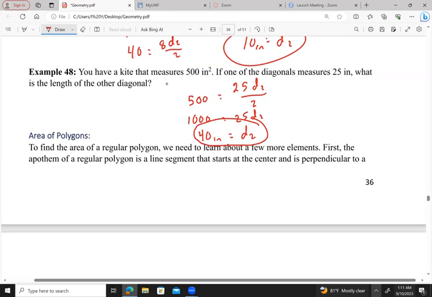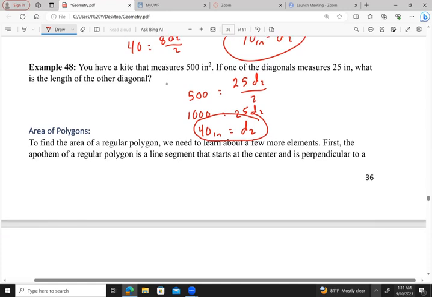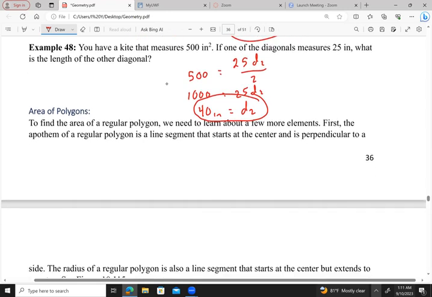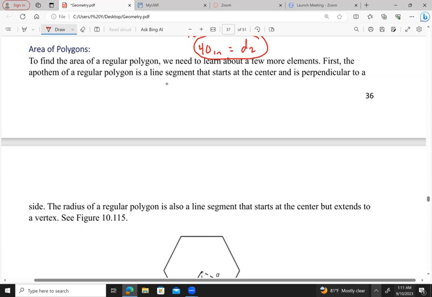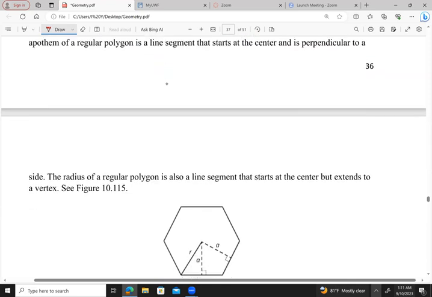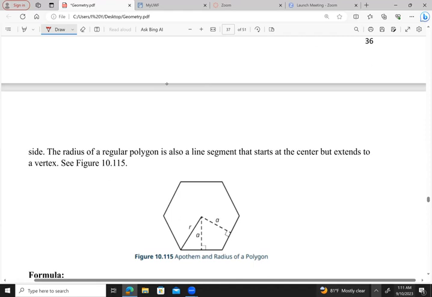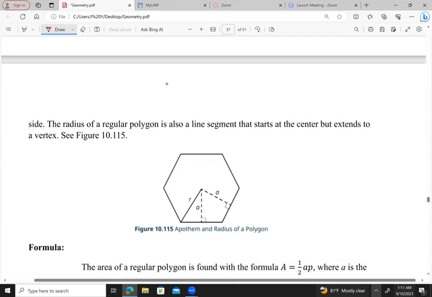To find the area of a regular polygon, we need to learn about a few more elements. First, the apothem of a regular polygon is a line segment that starts at the center and is perpendicular to a side. The radius of a regular polygon is also a line segment that starts at the center but extends to a vertex.